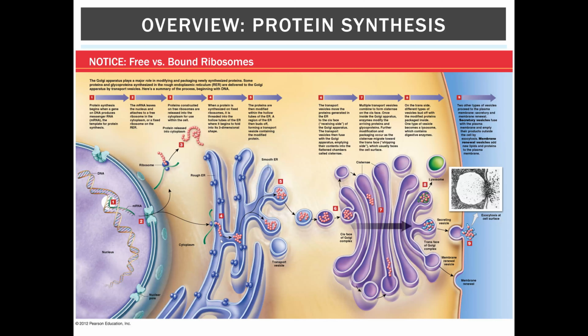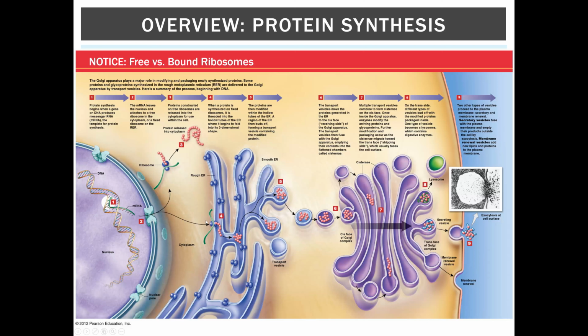So here's an overview of protein synthesis from start to finish. So remember that protein synthesis begins in the nucleus. The information is in the DNA. The DNA is going to put it into an mRNA strand through the process of transcription. The mRNA strand undergoes some modifications, and then it leaves the nucleus through the nuclear pore. Once it is outside of the nucleus, it can either go to a free ribosome to have a protein made, and in this case the protein just stays in the cytoplasm, or it can go to a bound ribosome, which is a ribosome attached to the rough ER.